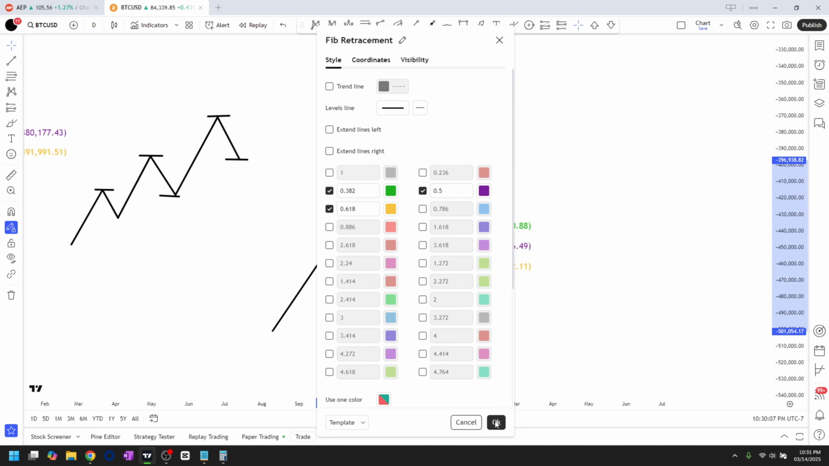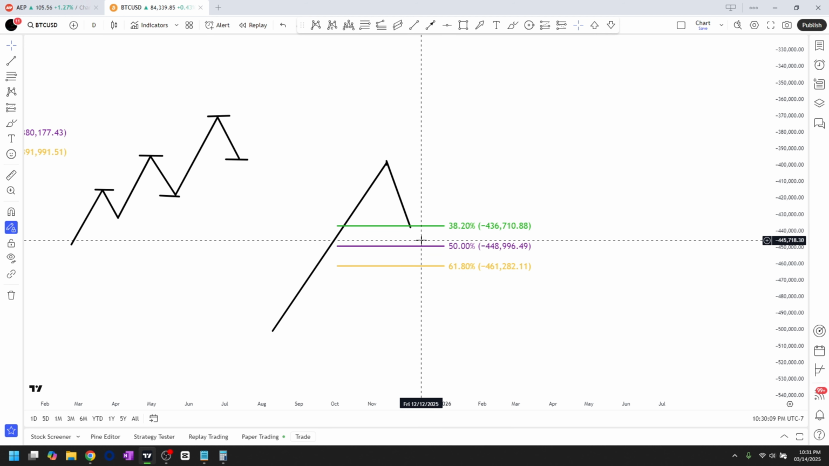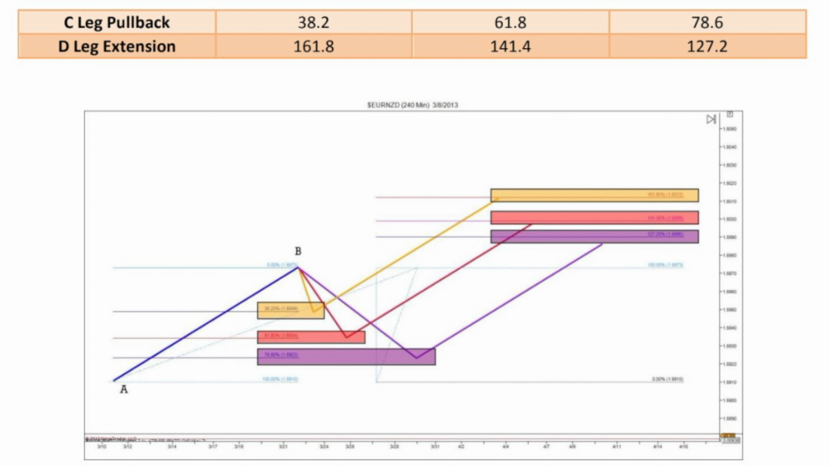Bring on the 382 and it's going to show you, yes, it was exactly 382. Now, one more time, just to let you see how this works. When we look at the top, our C leg pullback, if it's 382, we usually get a 1618 extension. So you're going to cheat, advance yourself. It's okay. You'll see how it works in time.